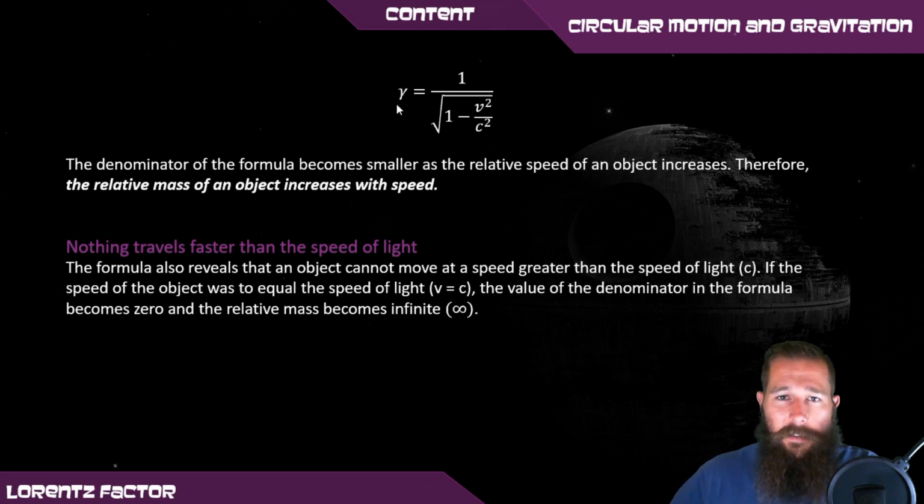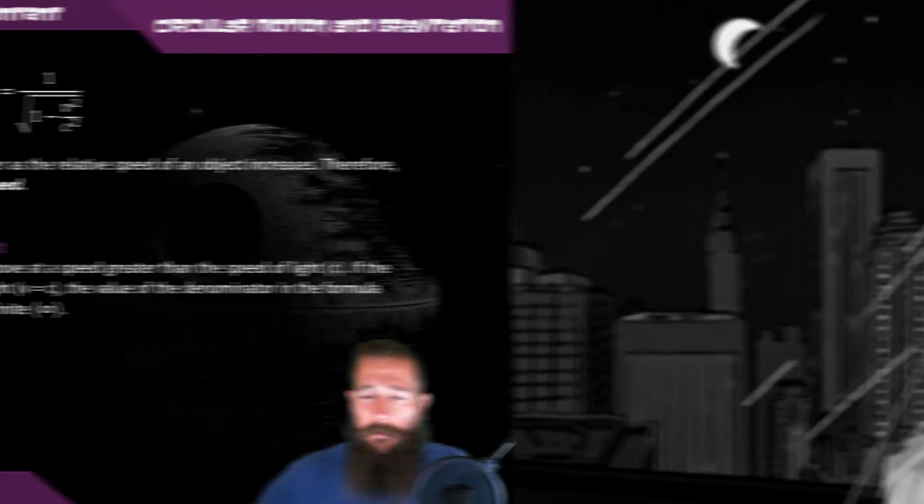However, if the speed was actually equal to the speed of light, then this denominator will be 0, and the relative mass would tend towards infinity, which isn't possible. So this means that nothing can travel at the speed of light.